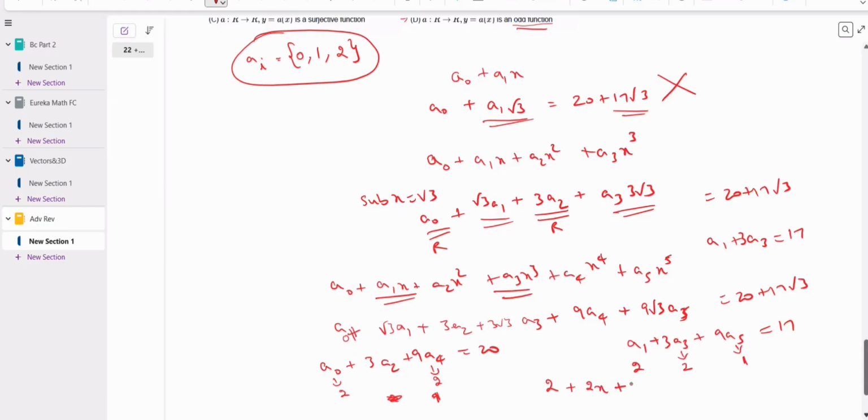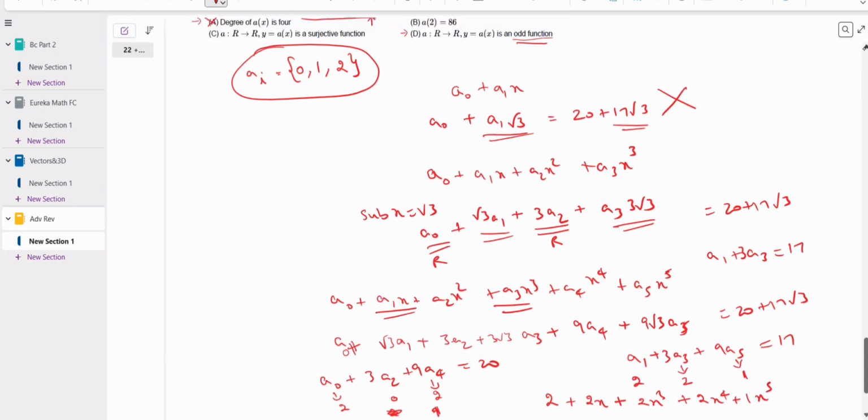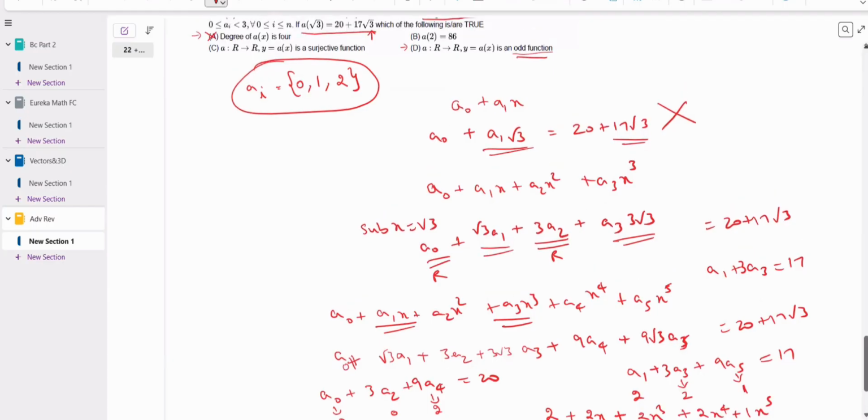So 2x plus A2 x square. A2 value we got to be 0. And then A3 value we got to be 2, so 2x cube. And A4 value we got to be 2, so 2x power 4. A5 value we got to be 1, so 1x power 5. So this is the polynomial we are getting. Correct. And it's an odd degree polynomial. It's an odd degree polynomial, but not an odd function.